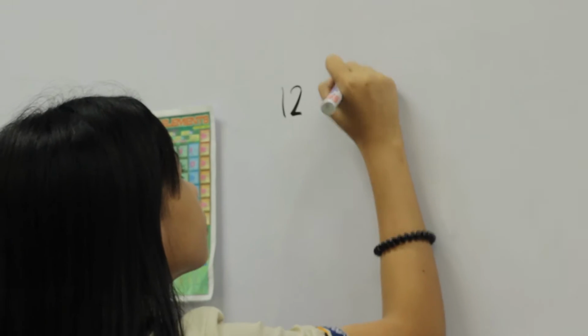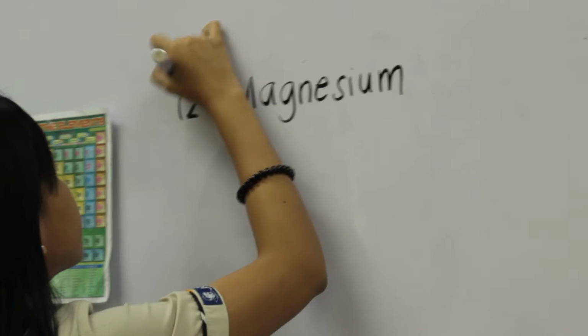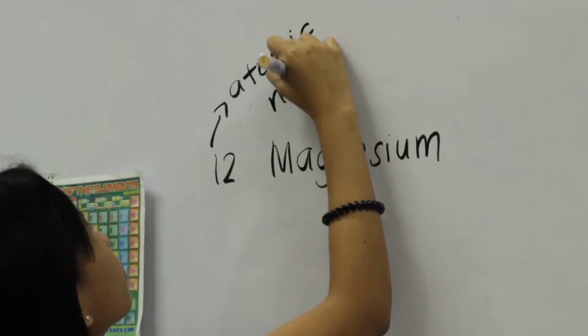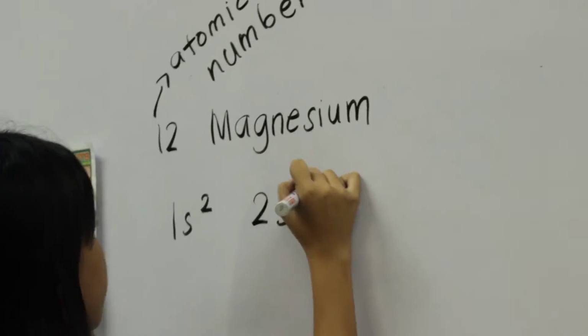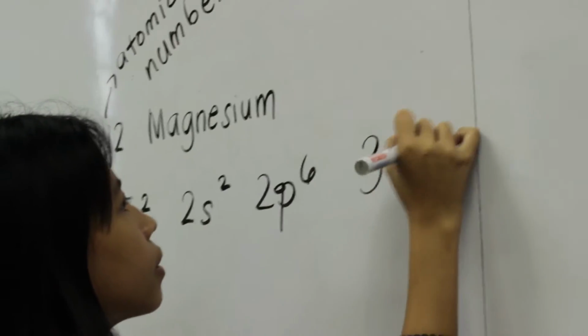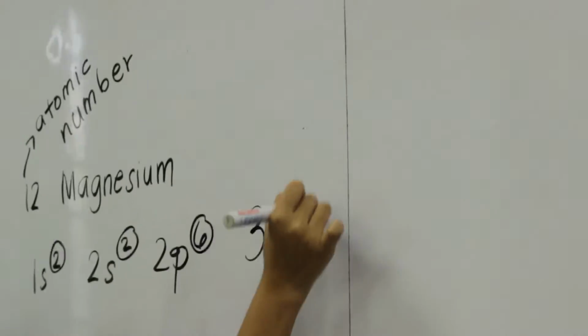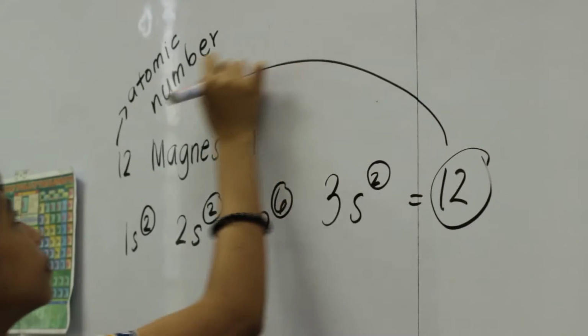Next, we are going to have an example for electron configuration. Please refer to your periodic table and find the atomic number of magnesium. For example, magnesium. Magnesium has an atomic number 12. Please refer to your periodic table's electron distribution mnemonics. Take note that S has a maximum number of 2 electrons, P has 6, D has 10, and F has 14. Always remember that its atomic number should be equal to the electrons.